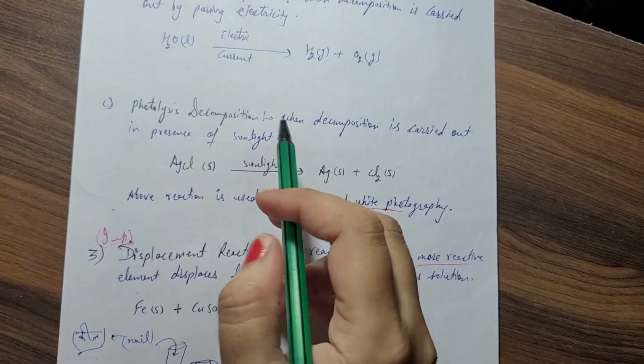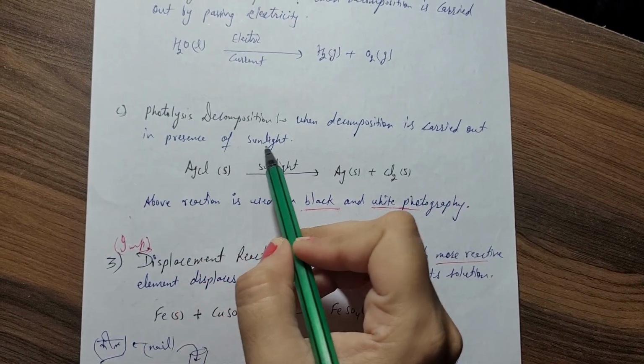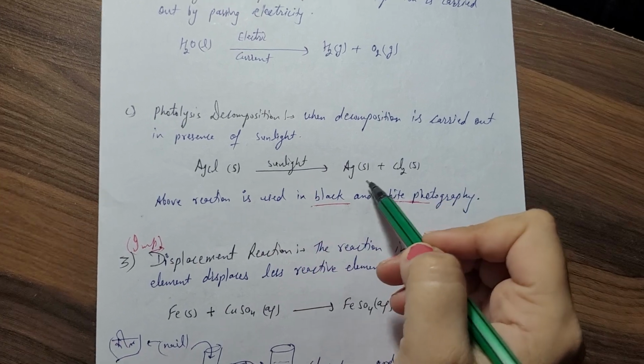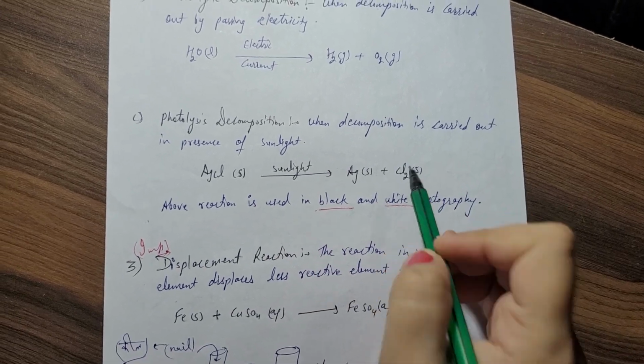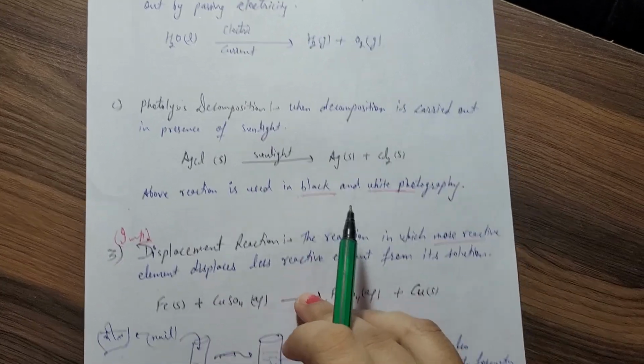Next is photolysis decomposition. When decomposition is carried out in the presence of sunlight. Silver chloride in the presence of sunlight gives silver plus chlorine. The above reaction is used in black and white photography.